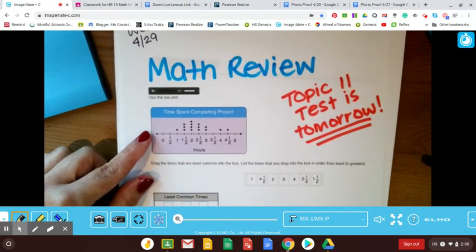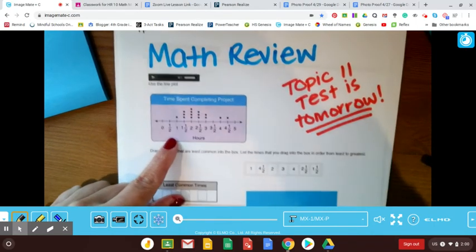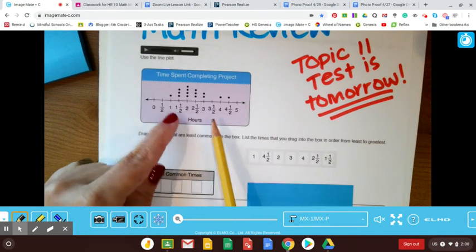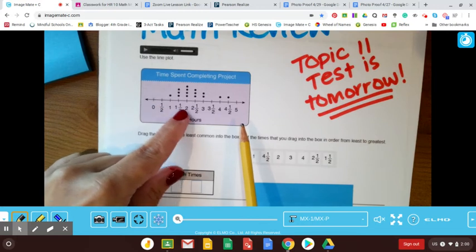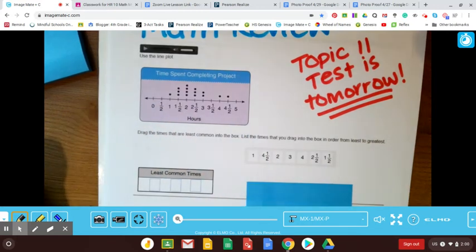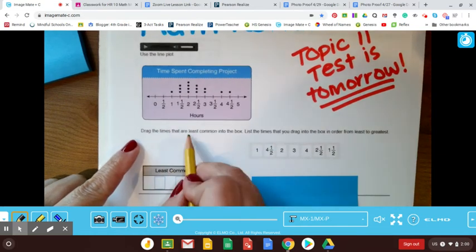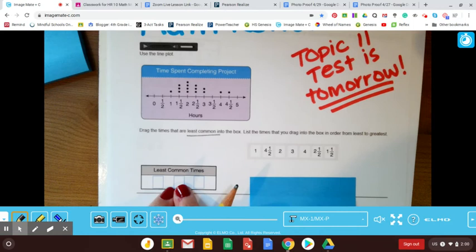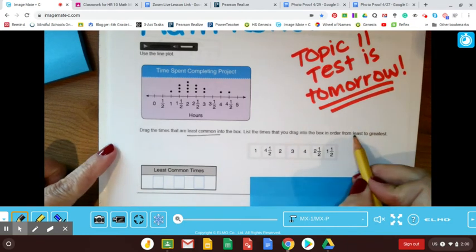So, this is problem number one on your test tomorrow. You're going to be looking at this line plot. It's called time spent completing a project. And you notice that there are hours and then there's dots above the amount of times that this number of hours was spent working on whatever project this was. The question says drag the times that are least common into the box. So we're taking these and we're dragging them into this box, doing it digitally. And then it says list the times that you drag into the box in order from least to greatest.